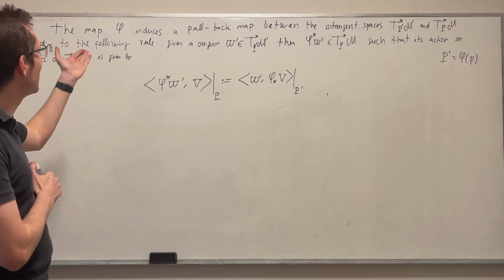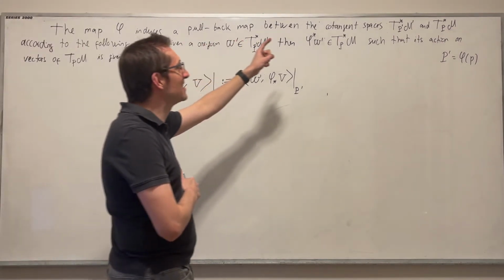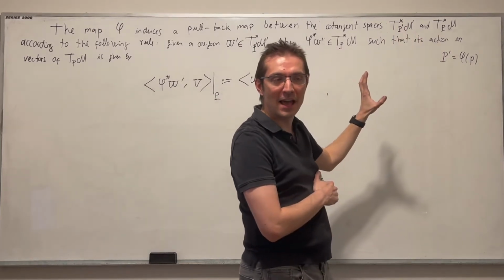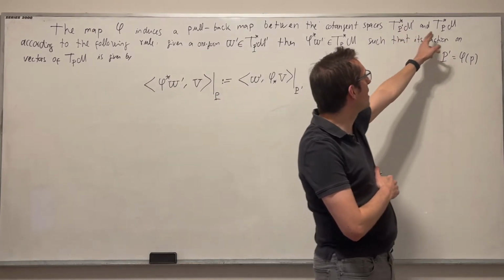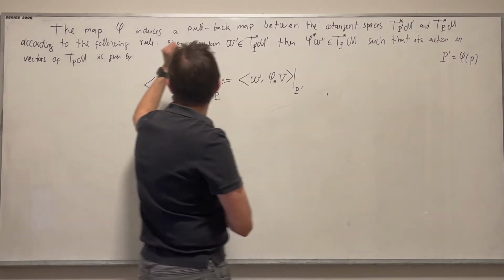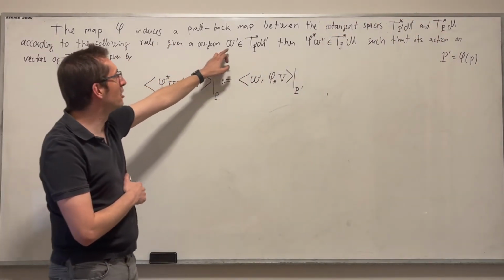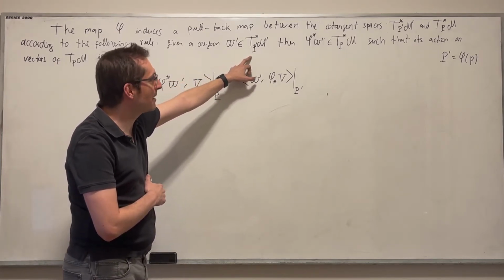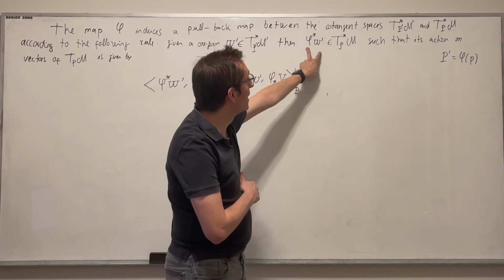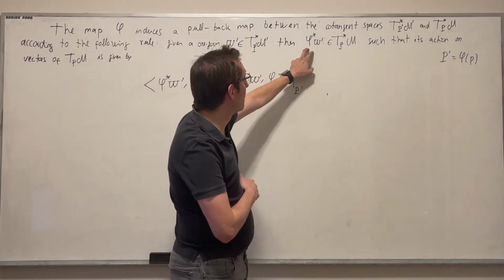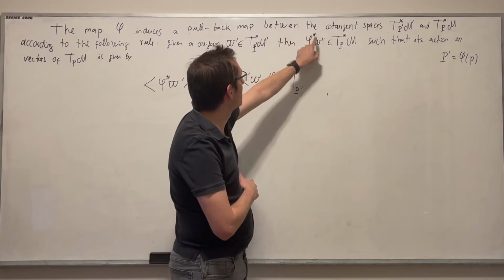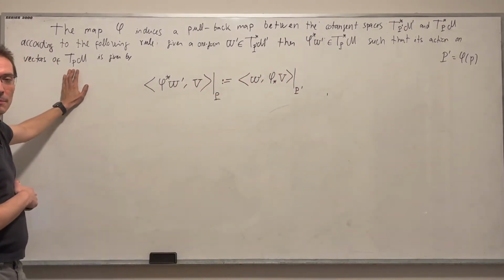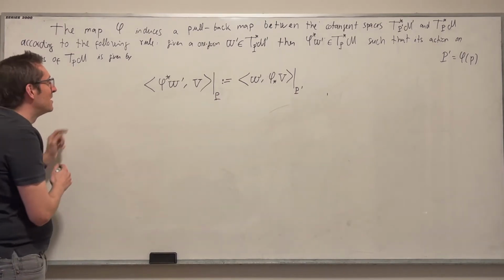As promised, the map phi induces a pullback between the cotangent vector spaces, T star P prime M prime, so the one forms at a point P prime in M prime, and the one forms at a point P in M, according to the following rule. Given a one form omega prime in the cotangent space to P prime in M prime, I'm going to define a one form at a point P in M, a different one form that I call the pullback of omega prime, such that its action on vectors of the tangent vector space at the point P in M, so you see it truly acts on M, is defined by the following.